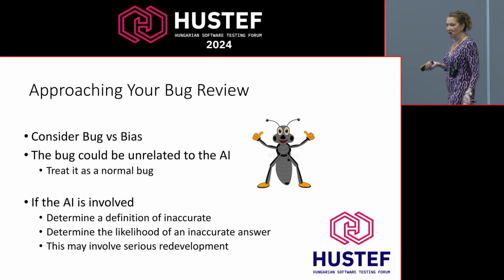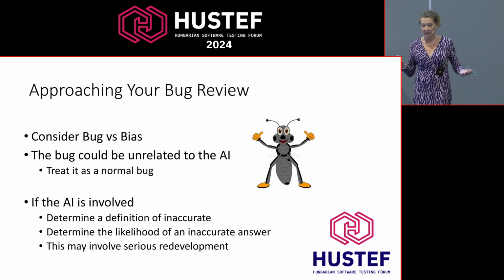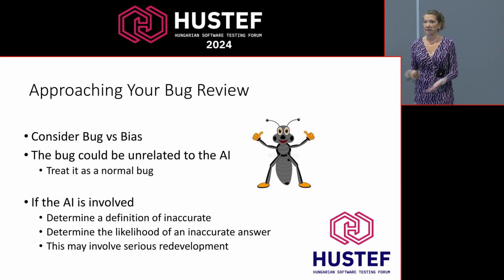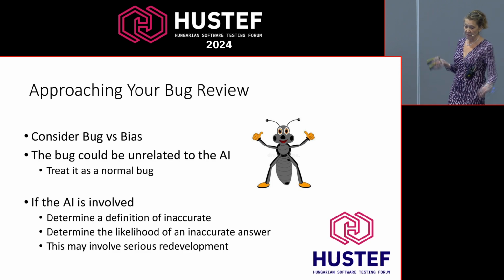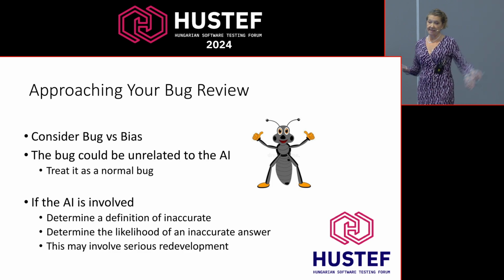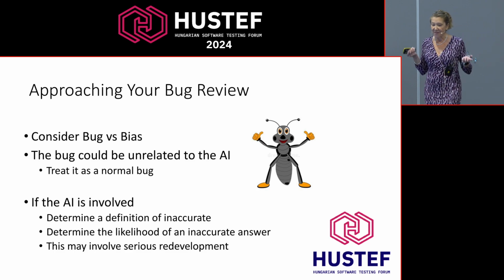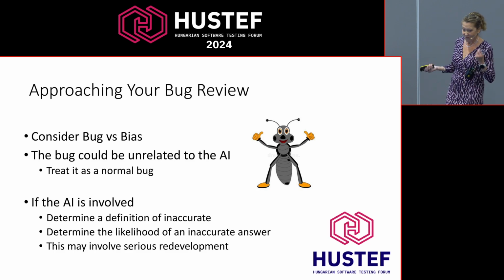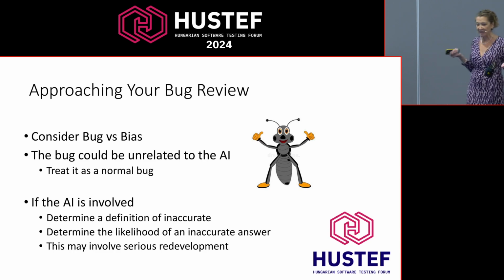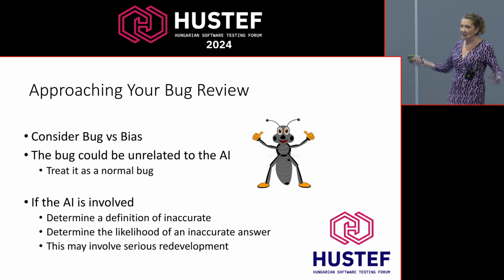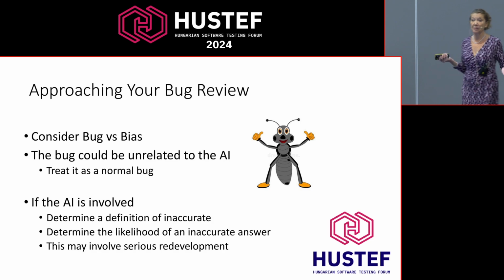Now, when it comes to your bug review, you've got to consider whether it's a bug or a bias. A bug is something that clearly doesn't meet requirements. If it's unrelated to the AI, you treat it as a bug. If AI is involved, then you have to determine what it means to be inaccurate. And it's usually going to be something that you see systemically.